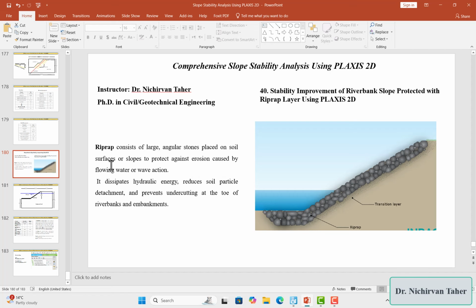So what is riprap? Riprap consists of large and angular stones which are placed on soil surfaces or sometimes on slopes, as you can see in this figure. They are used to protect against erosion caused by flowing water or wave action.